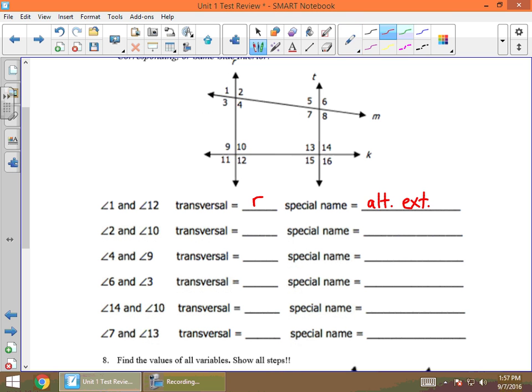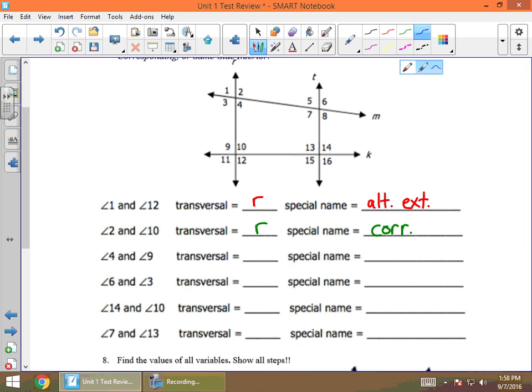Okay, let's take a look at the second one here. The second one says angle 2 and angle 10. So here's angle 2. And here is 10. And which line do they have in common? So angle 2 is lines R and M. Angle 10 is lines R and K, so they both have line R. And again, just like before, we're going to picture just that left side, and 2 and 10 are corresponding angles. Those are the ones that we talked about in class that we called the postage stamp angles.